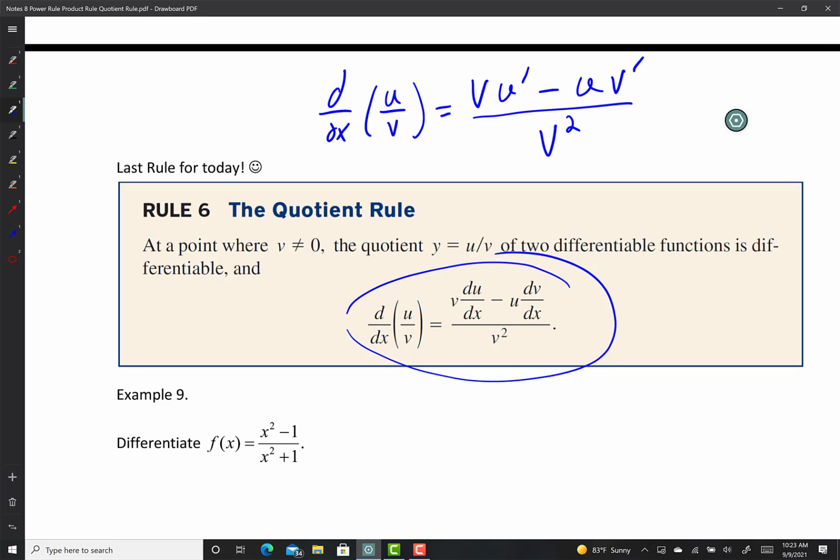Okay. This one does matter, the order. While the product rule doesn't matter which one you do first, as long as you do one or the other, this one does matter. The order does matter. Cool or not cool? Okay.